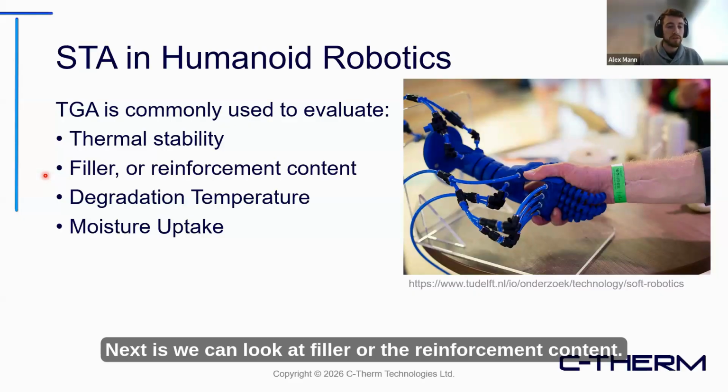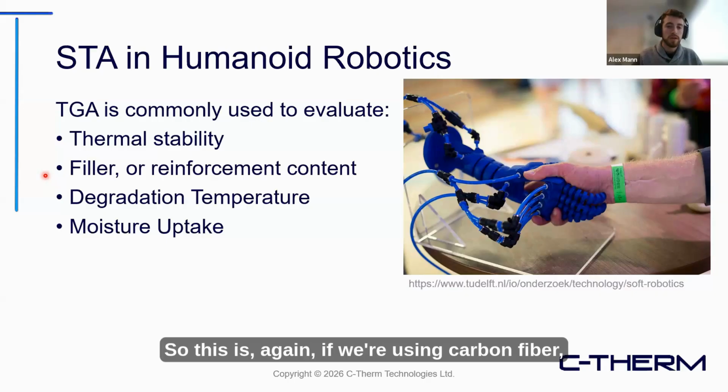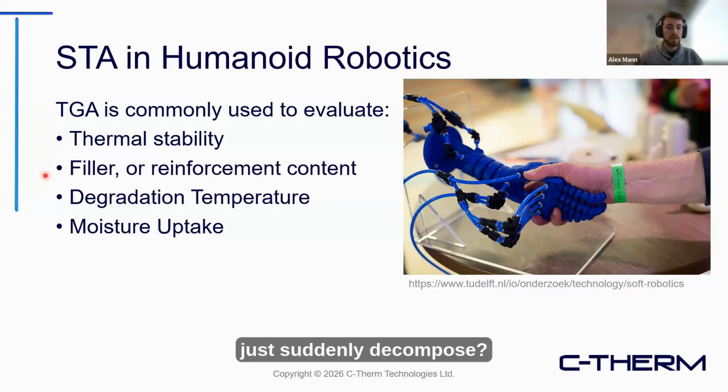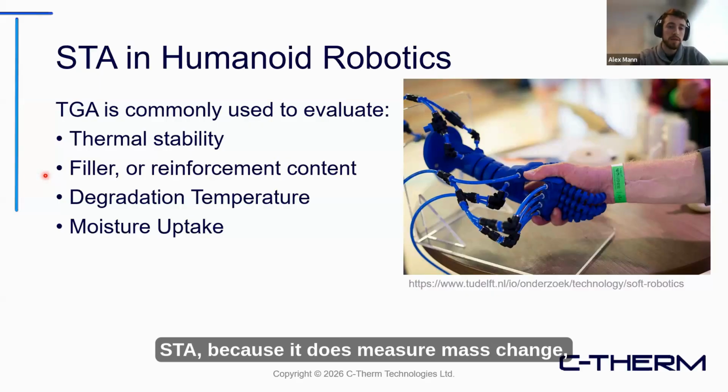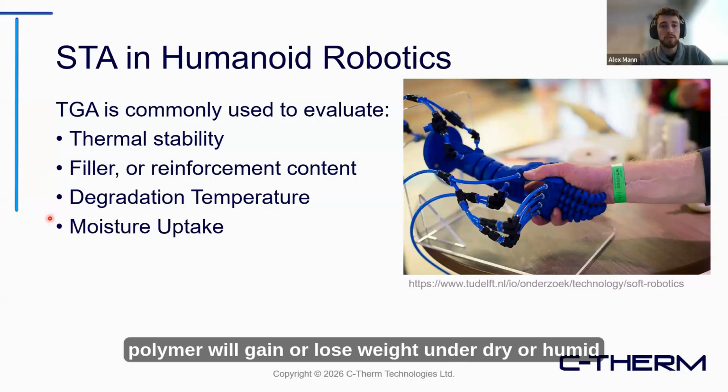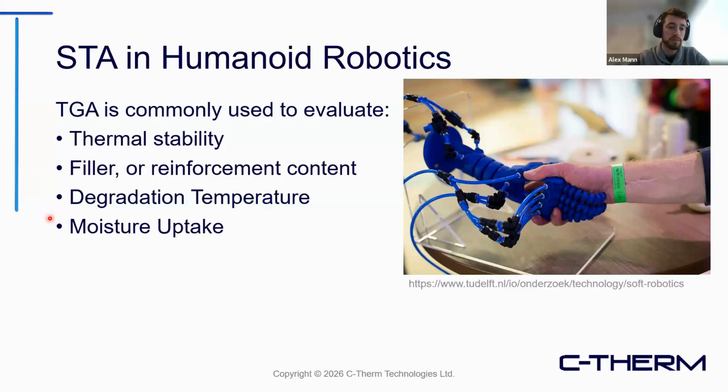Next, we can look at filler or reinforcement content. This is if we're using carbon fiber, carbon black, or any inorganic filler in order to strengthen a polymer within a composite. The next is the actual degradation temperature. If we heat it up, at what point does our polymer either vaporize or just suddenly decompose? Lastly, going back to humidity, because STA measures mass change, we can do moisture uptake to see how your polymer will gain or lose weight under dry or humid environments.